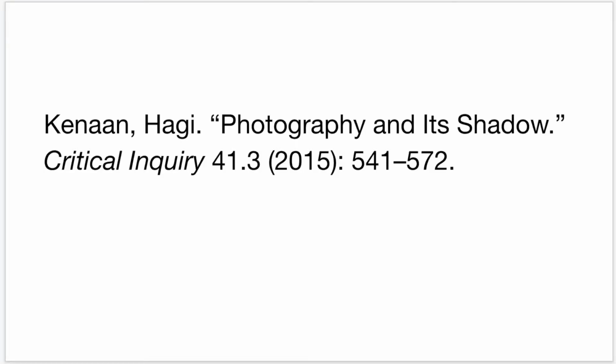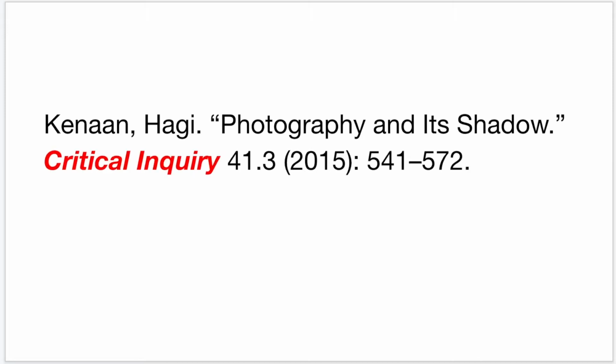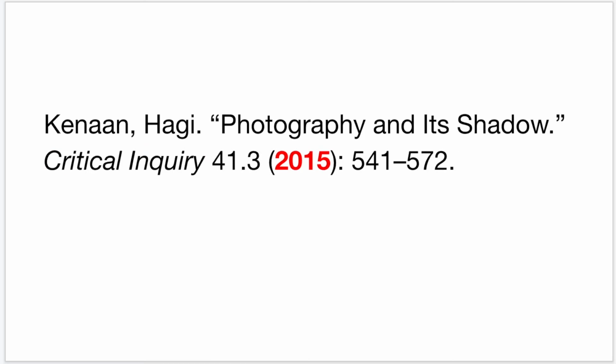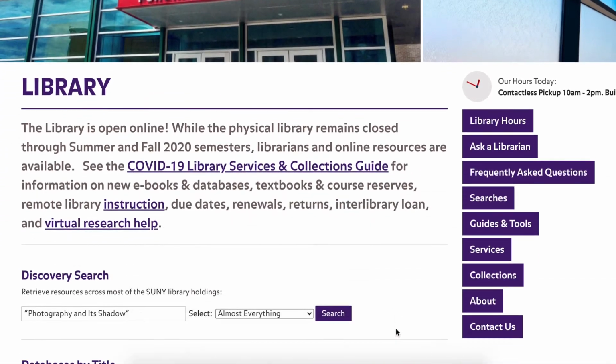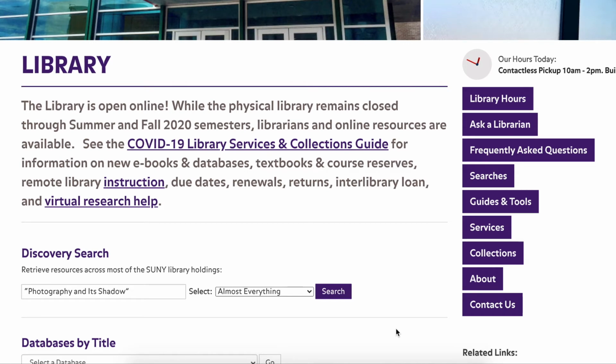First, identify the source and date of publication. The source is Critical Inquiry, and the date of publication is 2015. Then go to the library's homepage at purchase.edu/library and enter the article title in quotation marks into the Discovery Search search box. Select Articles from the drop-down menu and press Search.